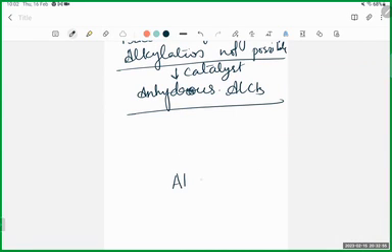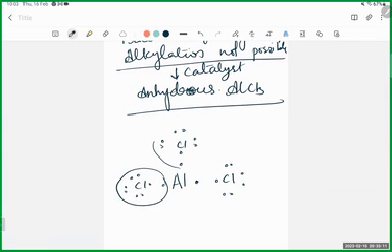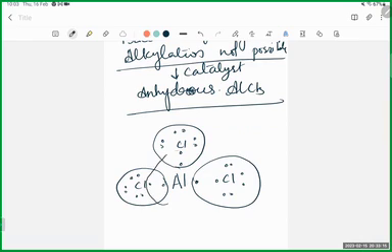How will it be? Aluminium has 3 electrons in its outermost shell. It is trivalent. And chlorine has 7. Correct? So each chlorine can keep 1 electron in front of aluminium, and they share their electrons and form a single covalent bond. Look at this over here. This is done for chlorine and now it is done for aluminium.